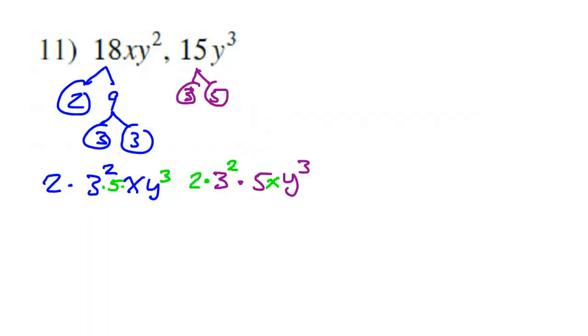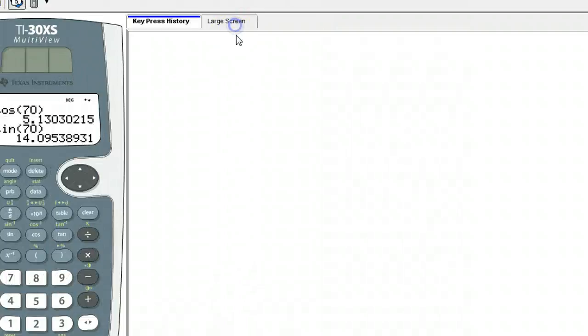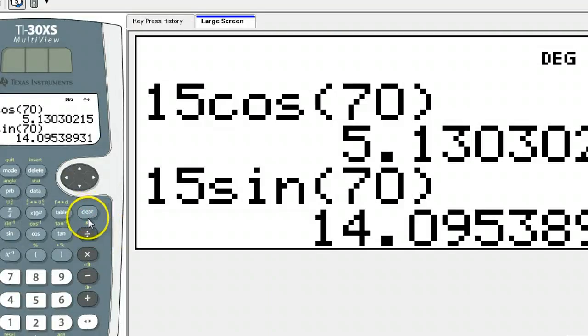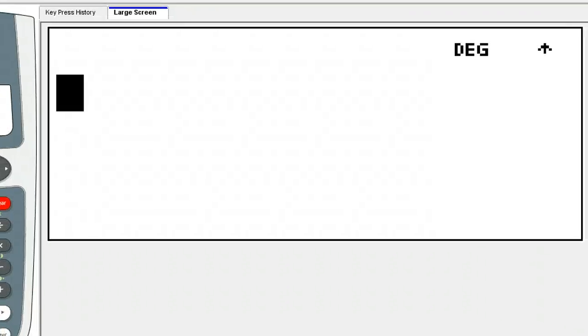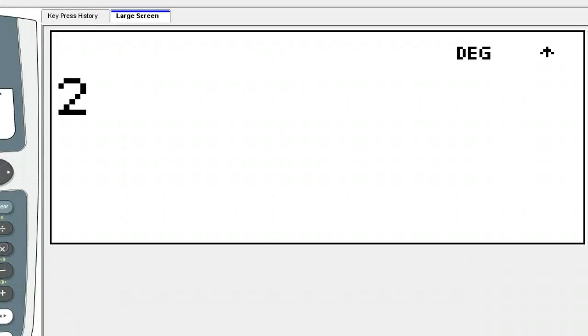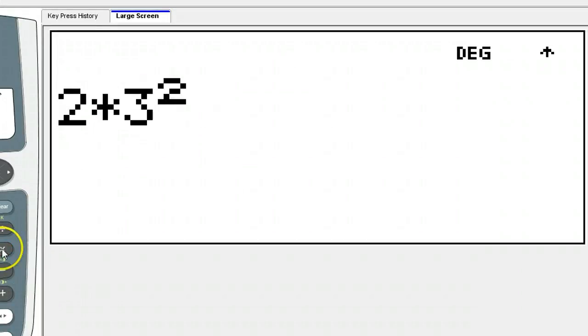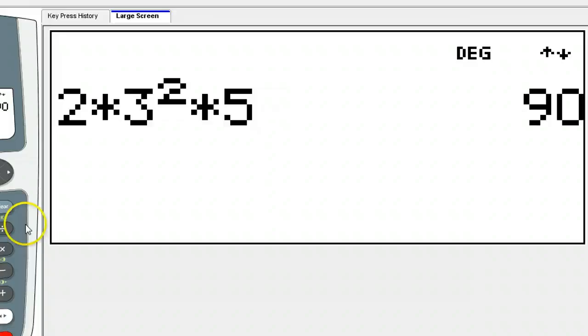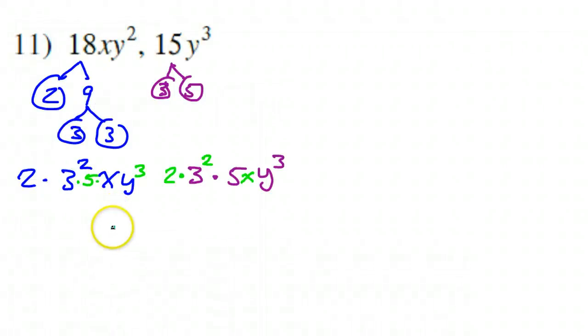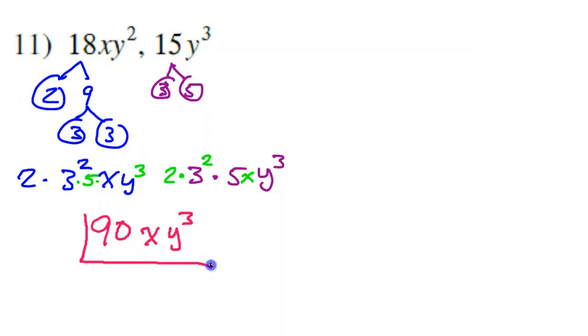That means I am looking at the least common multiple. So if I do 2 times 3 squared times 5, what do I get? Okay, so 2 times 3 squared times 5, that's 90. That means we're looking at 90 x y to the third power as the least common multiple.